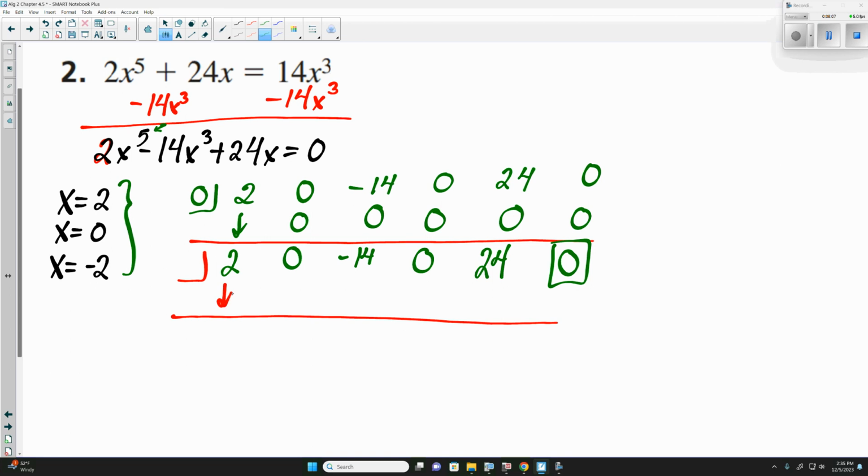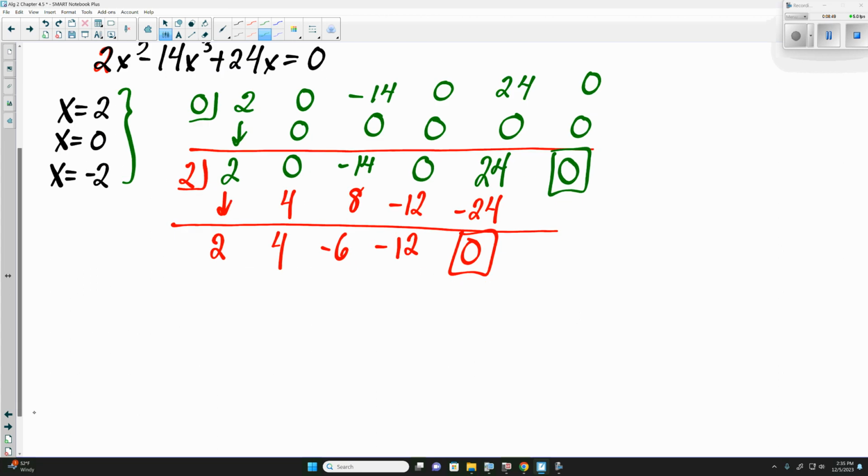All right. We can do it again, but let's try one of our other zeros. Which one do we want to try next? 2. And we'll do this again. 2 times 2 is 4, 0 plus 4 is 4, 2 times 4 is 8, -14 plus 8 is -6. 2 times -6 is -12, 0 plus -12 is -12. And lastly, 2 times -12 is -24, and 24 plus -24 is 0. So we have another remainder of 0, which means it is a solution.